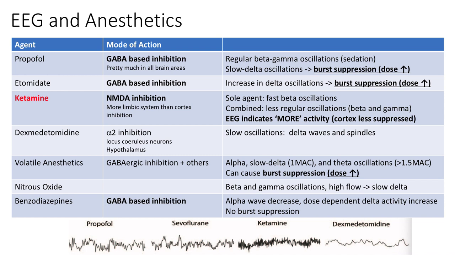So can etomidate, also GABA-based inhibition. There is increased delta oscillation as you deepen your etomidate-based sedation, as you would see during induction. Also with etomidate, you can induce burst suppression. Now ketamine, we know from the previous lecture, ketamine is different. Ketamine not only doesn't reduce cerebral blood flow, it actually increases cerebral blood flow.